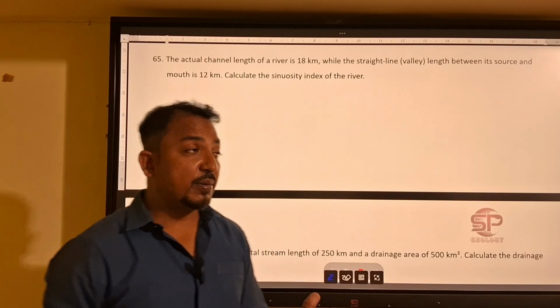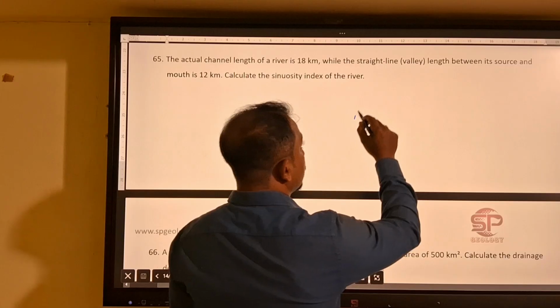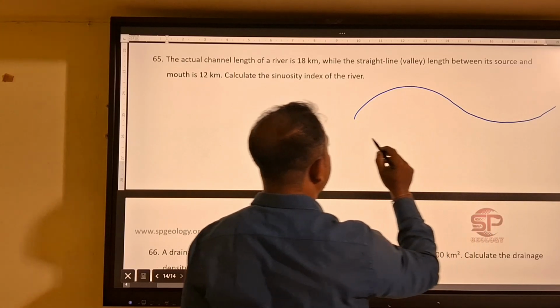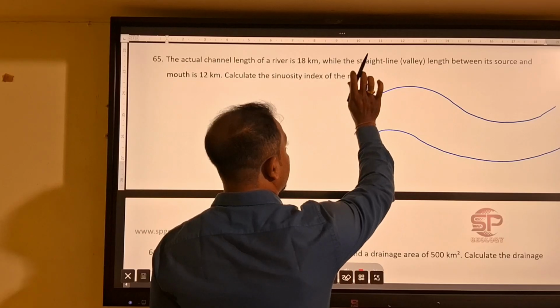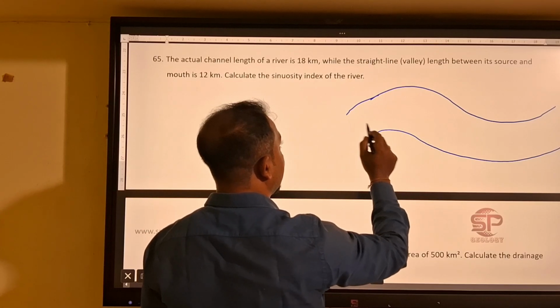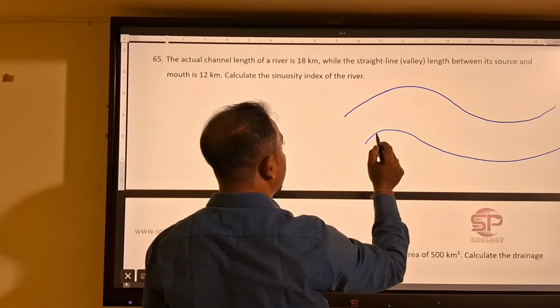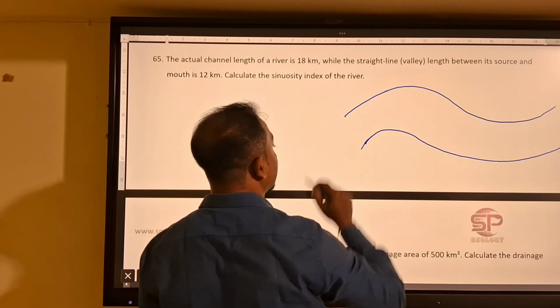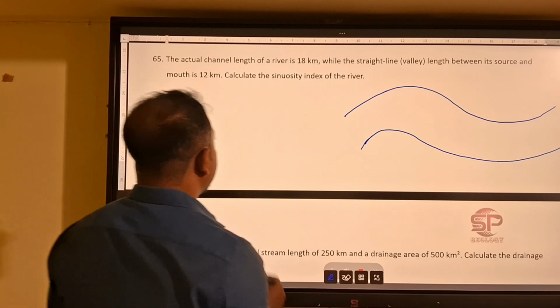Then comes another type of problem, that is sinuosity of the river. In the mature stage, the river mostly does lateral cutting. That's why it produces sinuosity in its path, which we call a meander. If the sinuosity is more, how will we calculate the sinuosity?